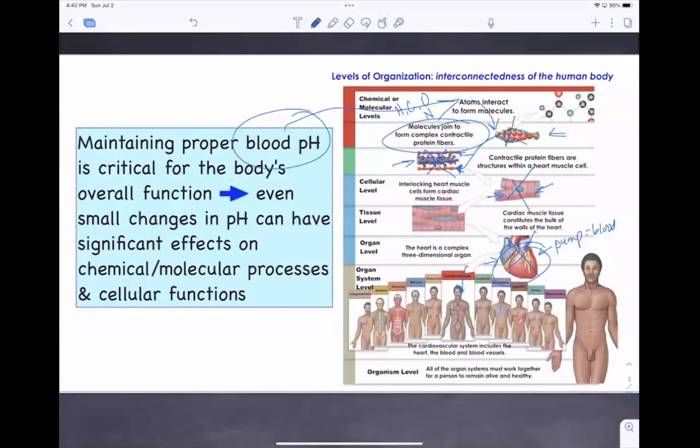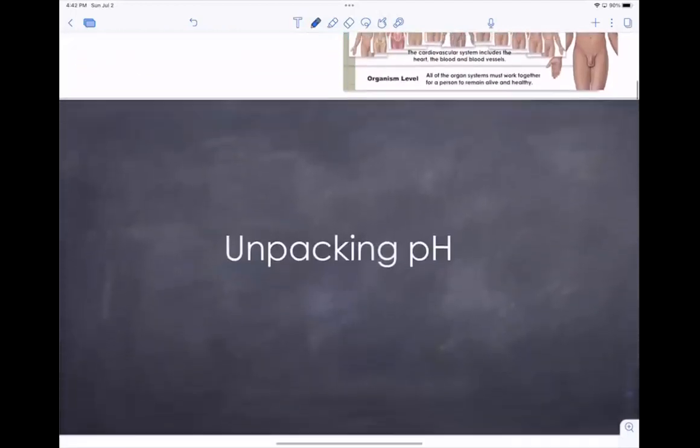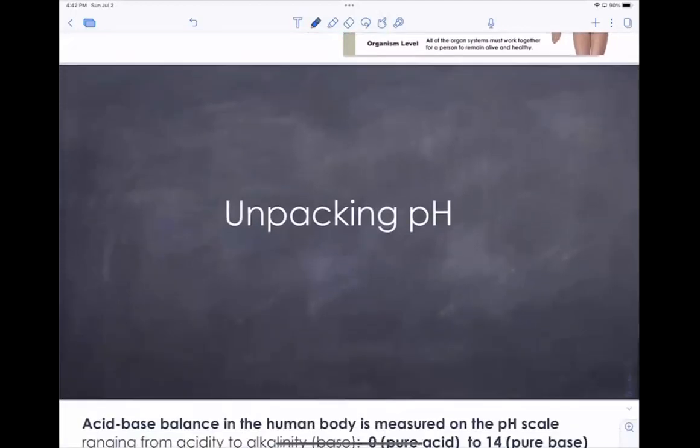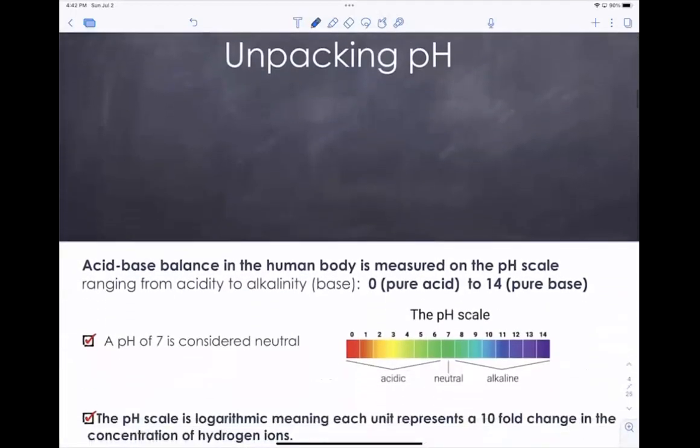And so maintaining proper blood pH is critical for the body's function because shape and structure really determine function and physiology. Even small changes in pH can have significant effects on the chemical and molecular structures, which then can have an effect on the cells, then the tissues and the organs, and ultimately the organ system. So this is why pH is really important.